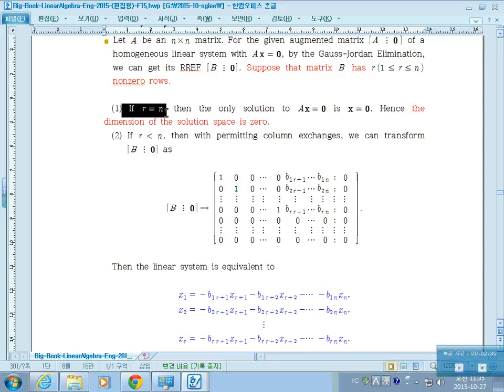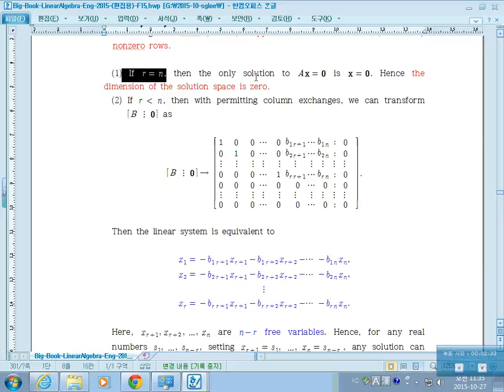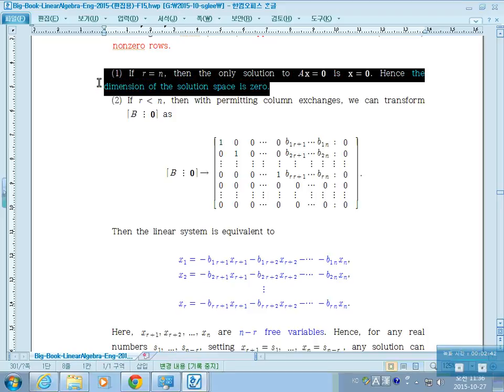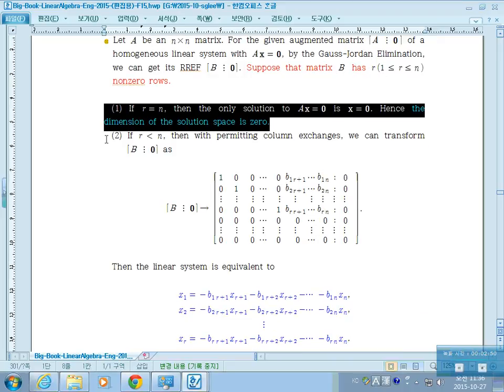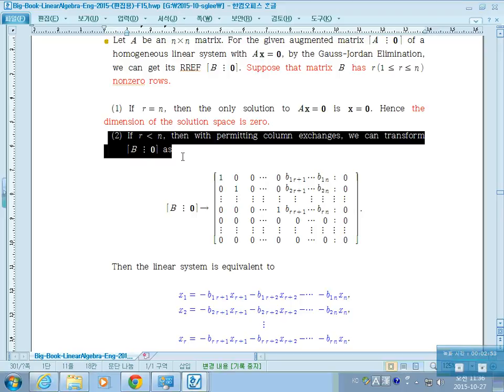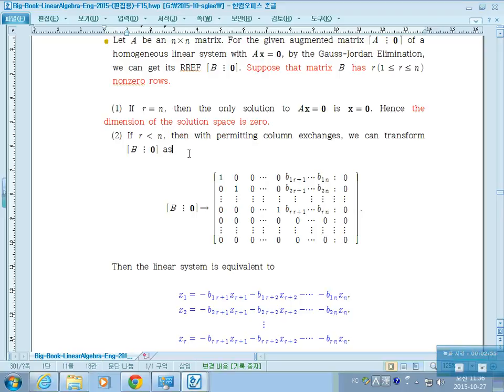If r is equal to n, then the only solution to Ax equals 0 is just the trivial solution. Hence, the dimension of the solution space is 0 when r is equal to n. It's a square matrix whose rows are all linearly independent. But if r is less than n, which is the general case, then we can permute the columns. We can allow the column exchange.